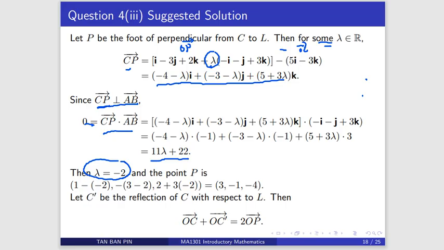So P will be the point (1 minus 2, 1 minus 2, then minus 3 minus 2, then 2 plus 3 minus 2). So with that you get this as an answer. The point P is (3, minus 1, minus 4), the foot of the perpendicular from C to the line L.